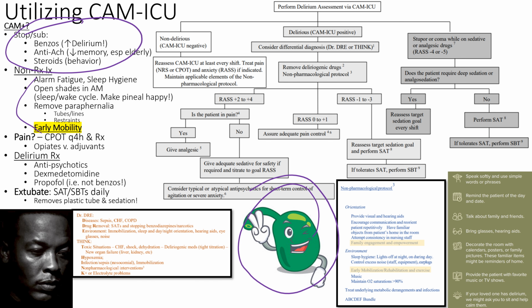So take the central line out, take the arterial line out, take the vent off, right? Don't just do it like, oh, that's what Aaron said. No, you guys do the right process, SAT, SBT, and make every effort to get it out, right?